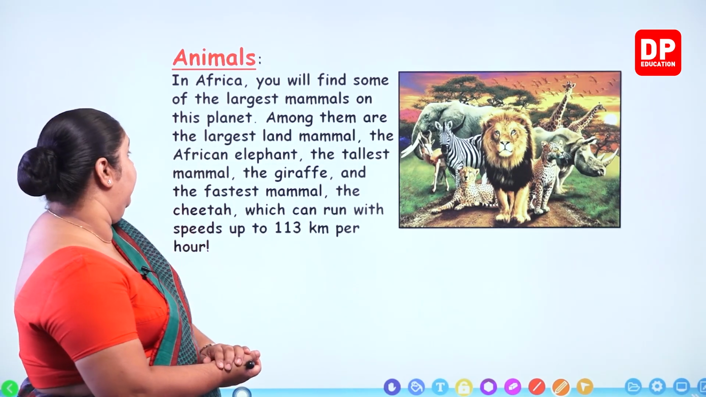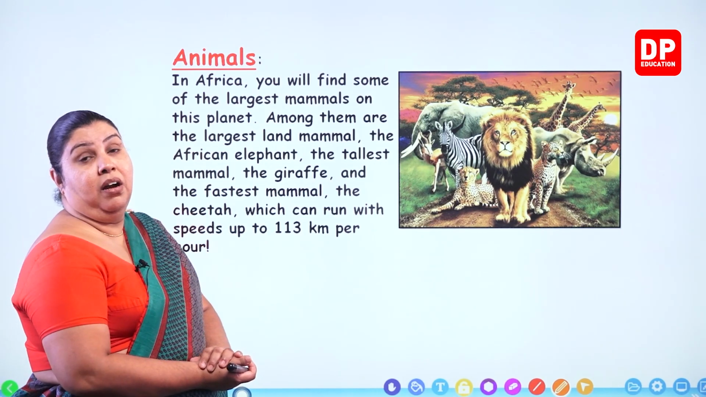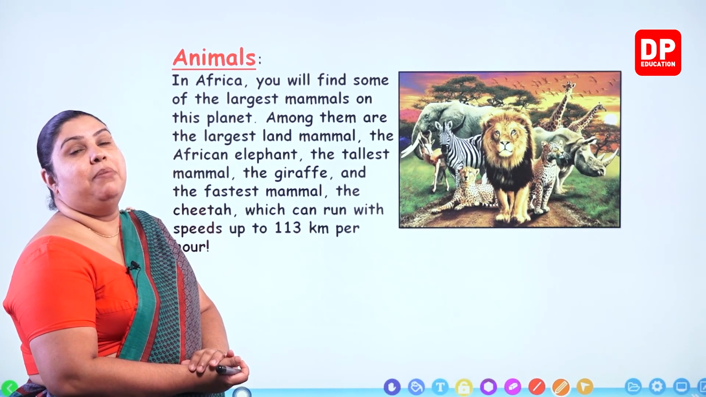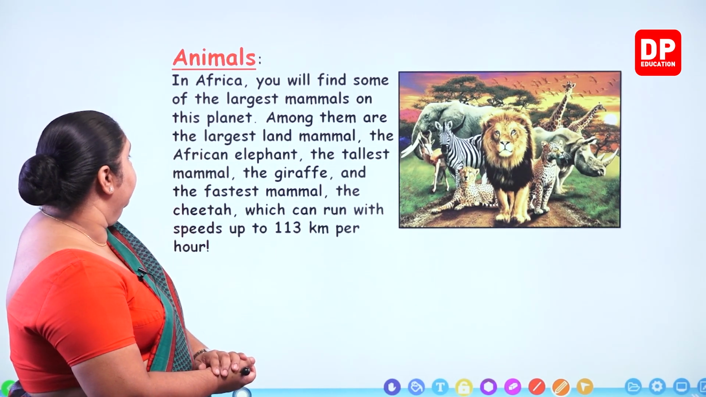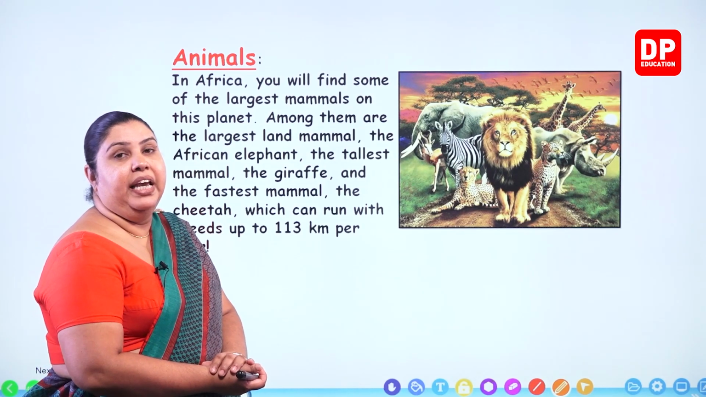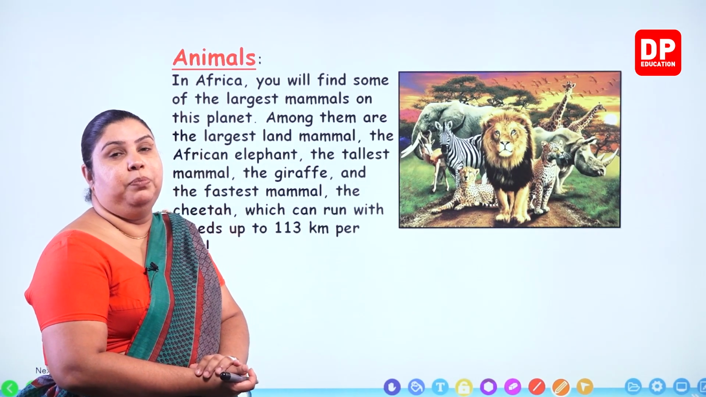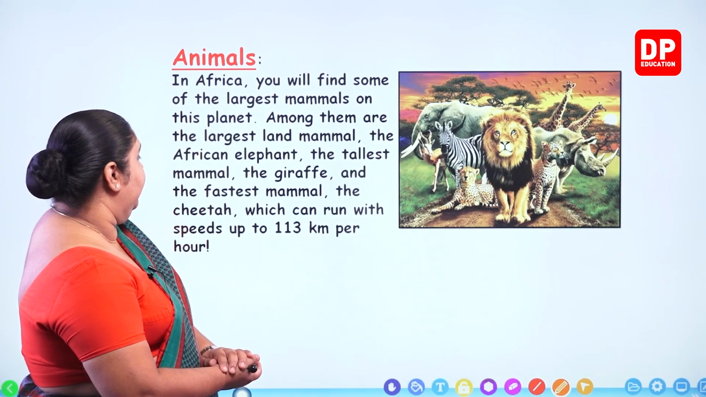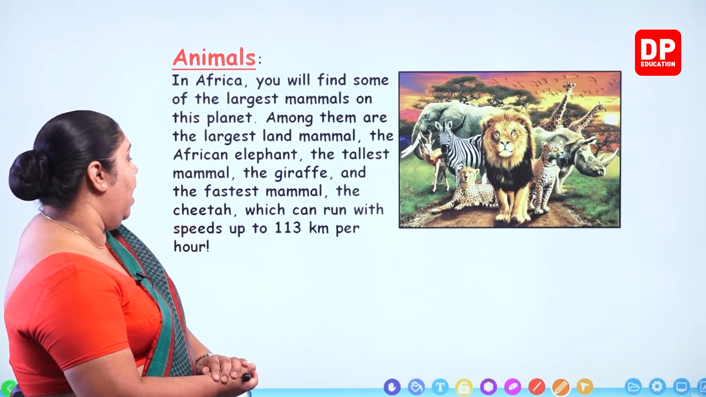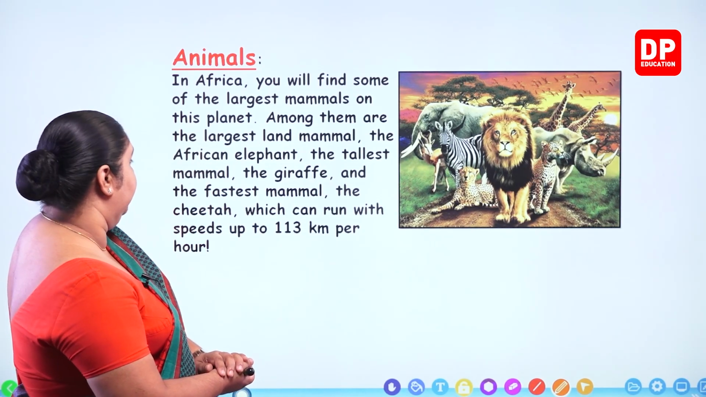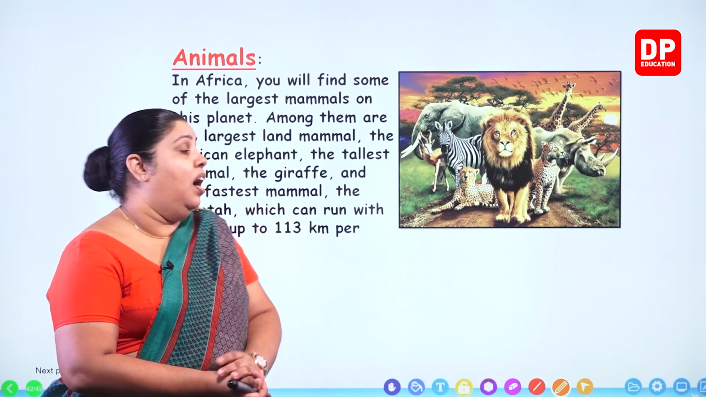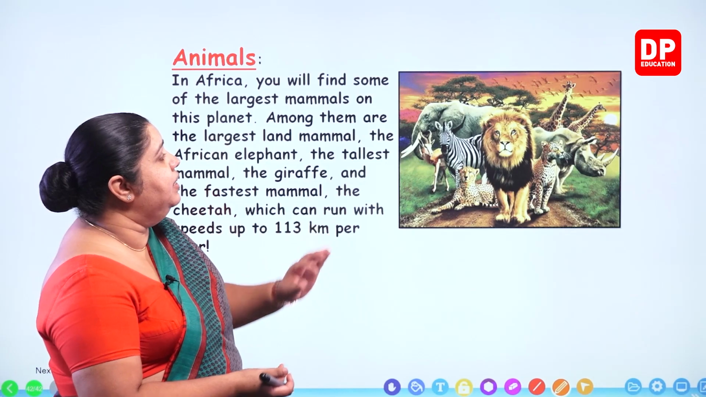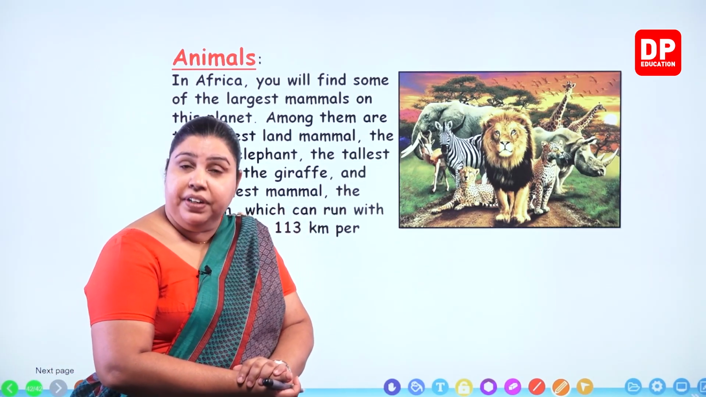The tallest mammal is the giraffe. And the fastest mammal, Cheetah. Cheetah is the fastest mammal. The cheetah, which can run with speeds up to 113 kilometers per hour. The cheetah can run 113 kilometers per hour. So all these animals are in the African continent.